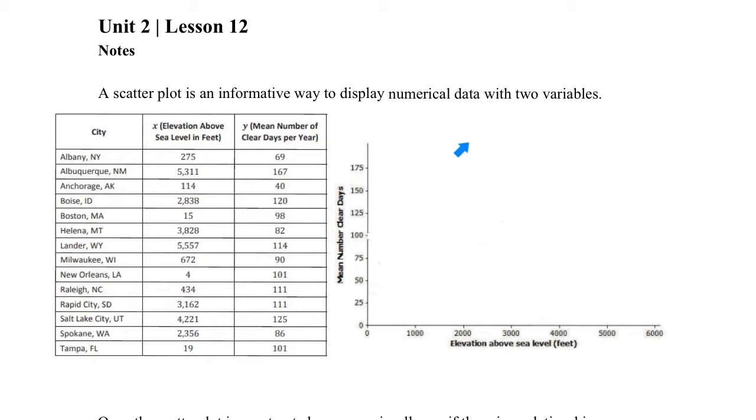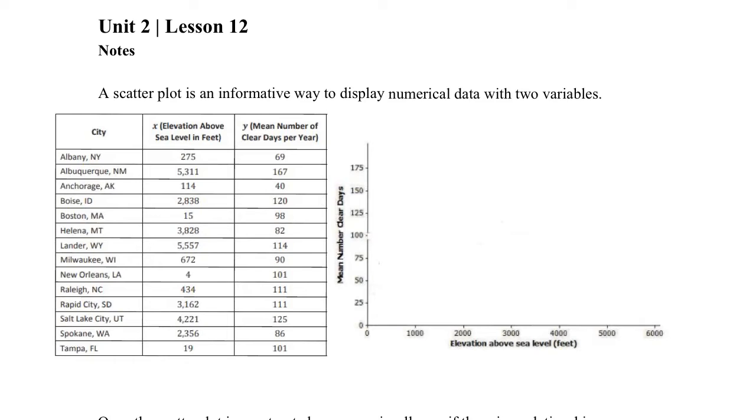Okay, so up until this point in this unit, we've been working mainly on univariate data. That means that there's only one variable, like number of students or number of hours doing homework or whatever the case. As we've talked about, it's a lot more interesting to look at bivariate data, which is actually two variables. So in this case, we're looking at some information about your elevation above sea level and the number of clear days that they have per year. And then we collected that data for a sample of cities.